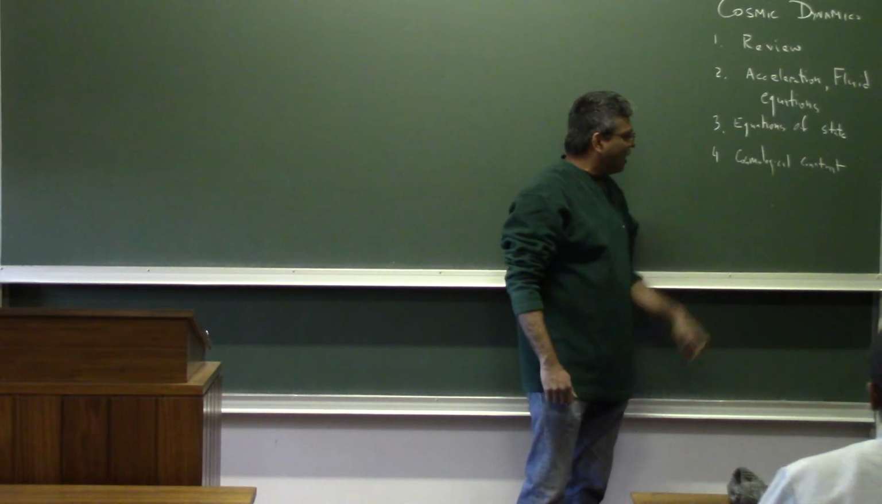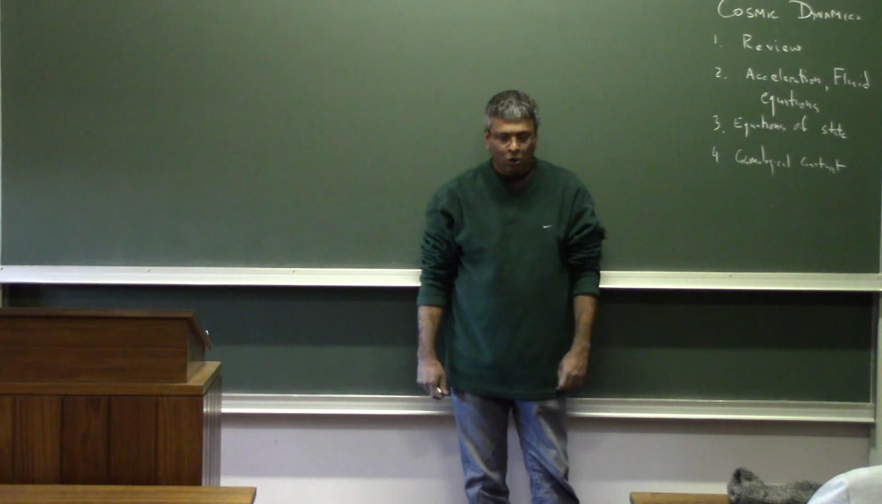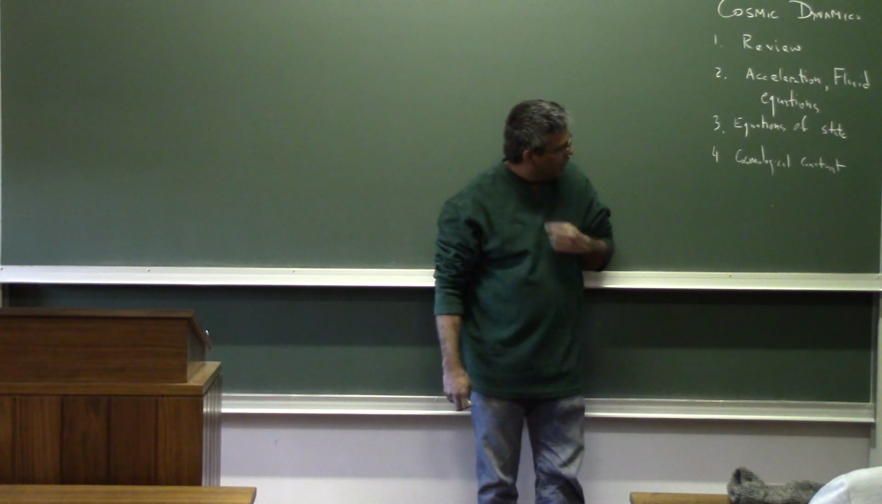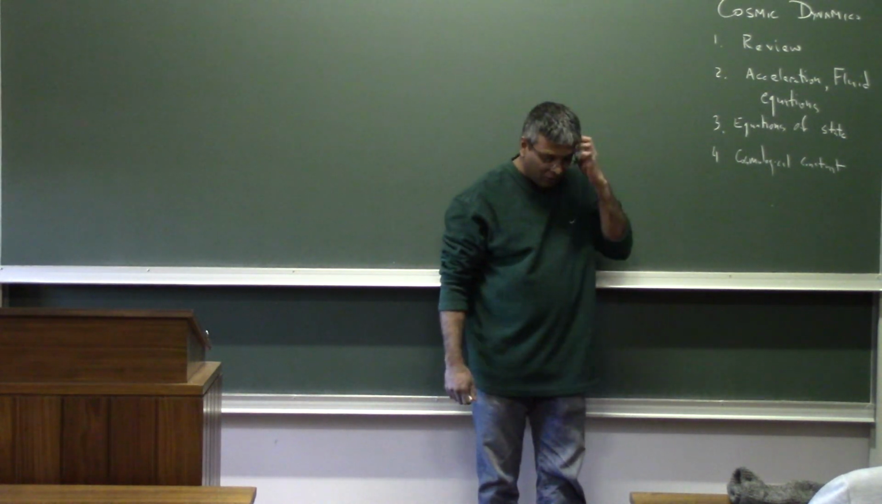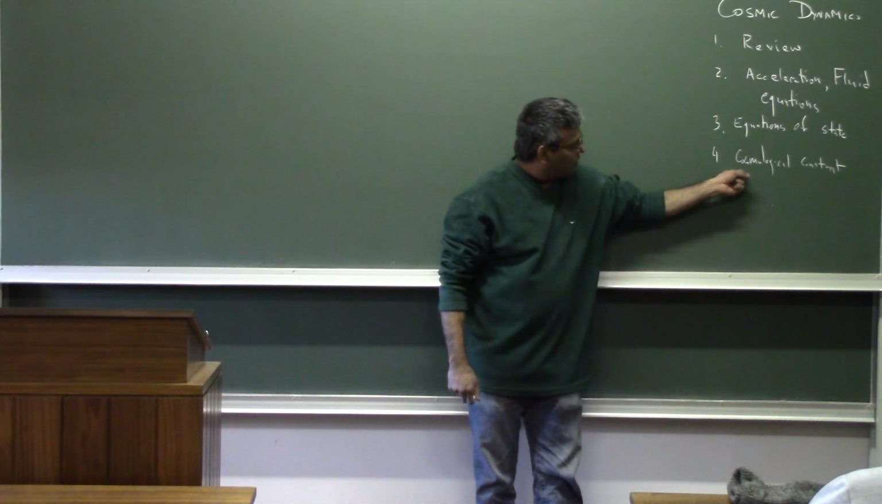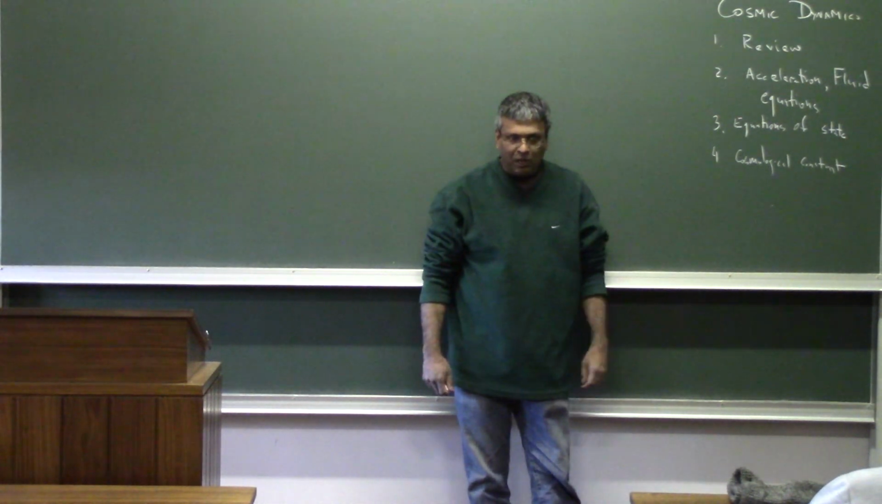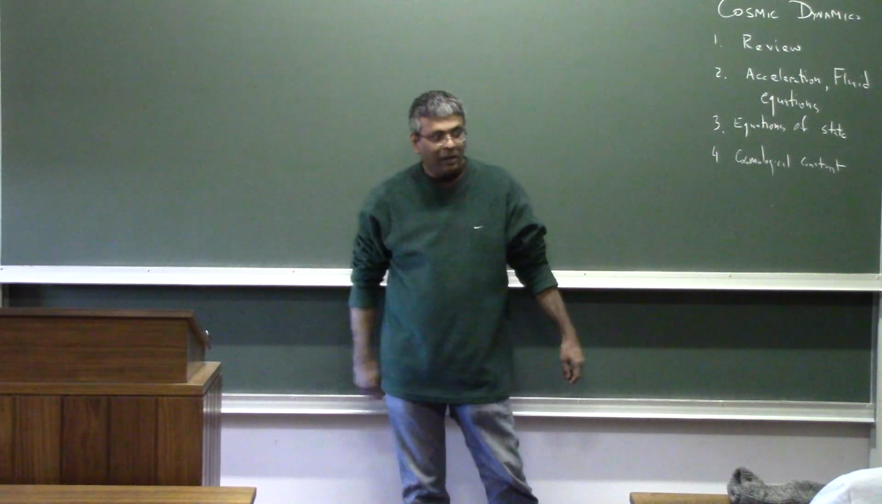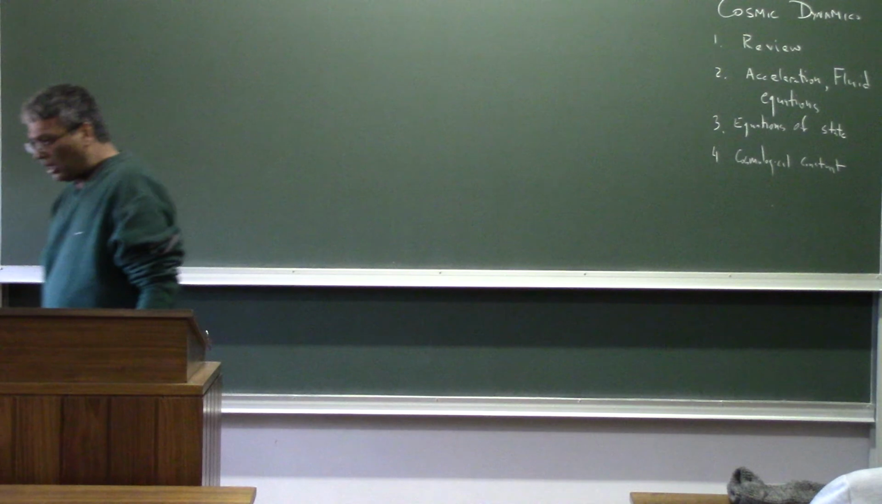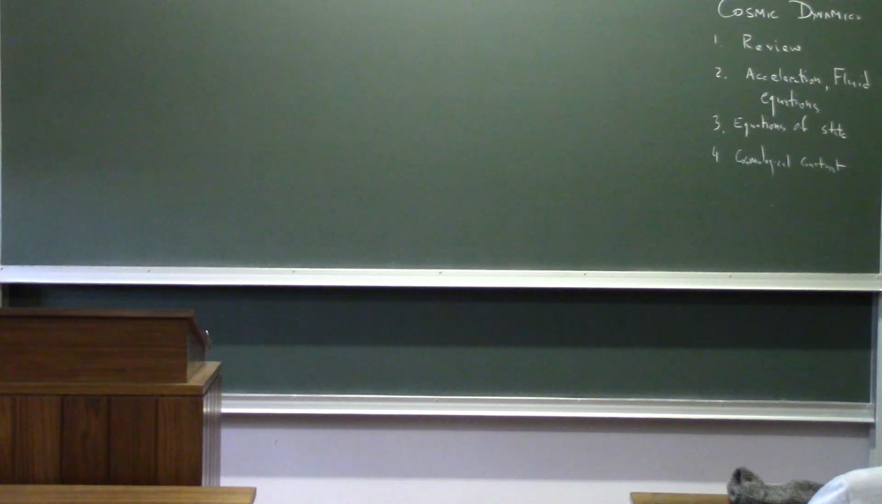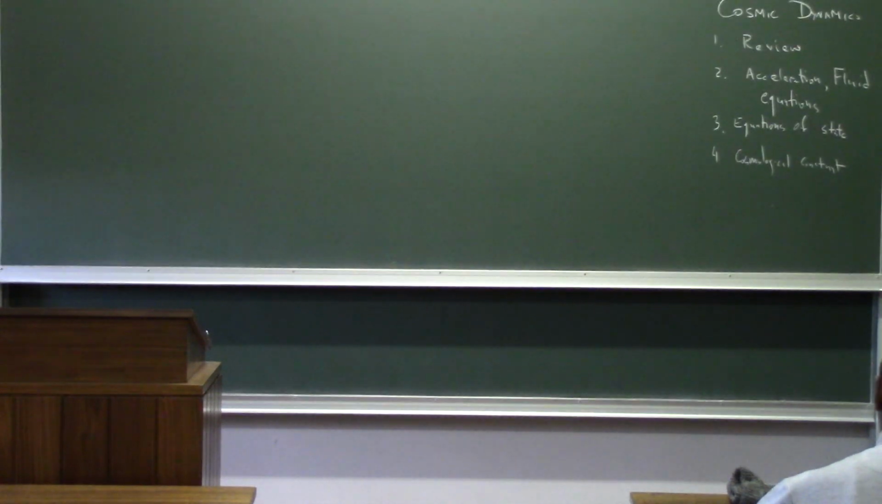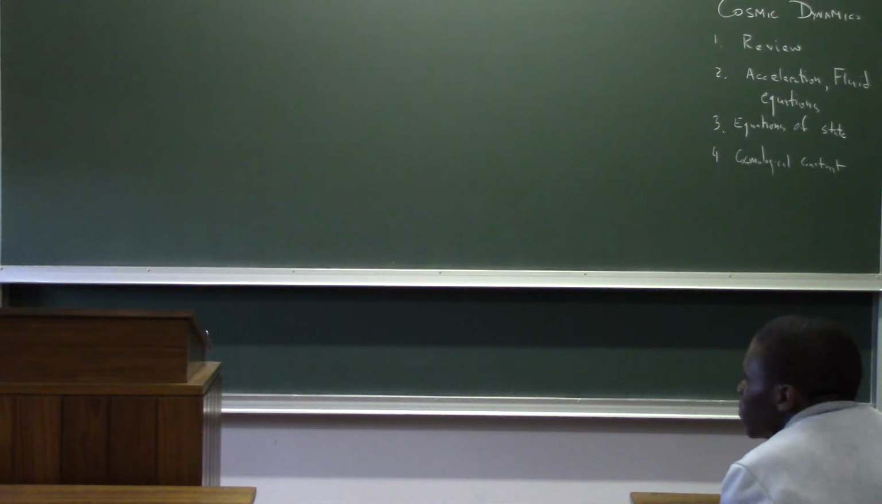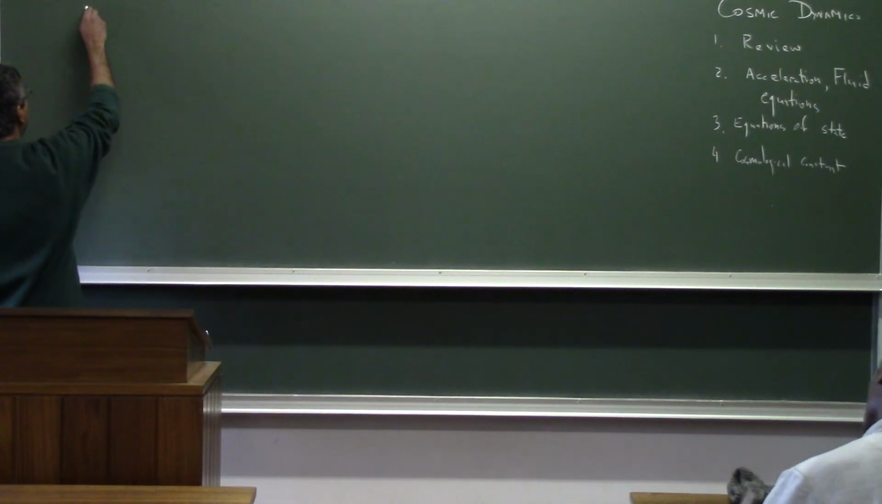And then I'll discuss a strange thing called the cosmological constant, which was hypothesized by Einstein to create a static universe. But it turns out this guy is responsible for the current expansion of the universe and the fact that it's accelerating. So, any questions from last time? So, last time we derived the Friedmann equation.